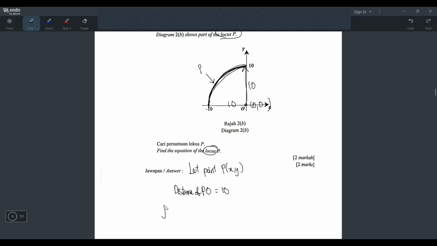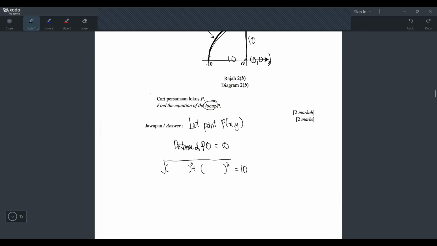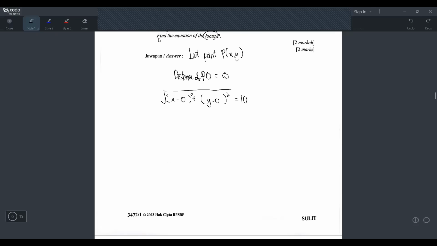So what is the distance formula? Square root of bracket squared plus bracket squared equals 10. What you write inside the brackets is x minus x, y minus y. This is the formula for distance, by the way. So what are point P and point O? Point P is (x, y), point O is (0, 0). So you take x minus x, y minus y: x minus 0 here, and y minus 0 here. Now you can simplify this, then you get the answer.